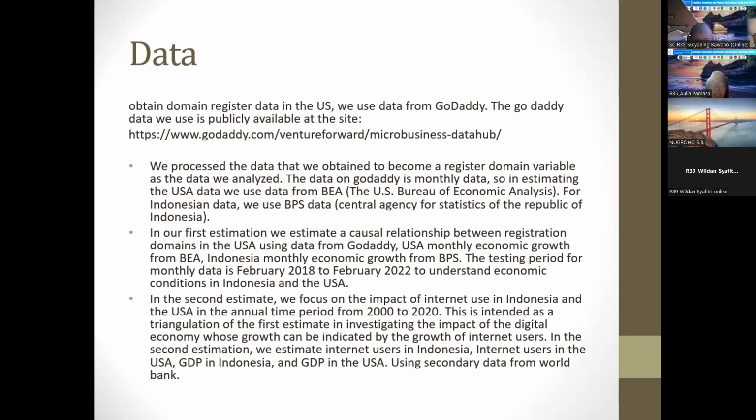This is intended as a triangulation of the first estimate in investigating the impact of the digital economy, whose growth can be indicated by the growth of internet users. In the second estimation, we estimate the internet users in Indonesia, internet users in the USA, GDP in Indonesia, and GDP in the USA, using secondary data from the World Bank.